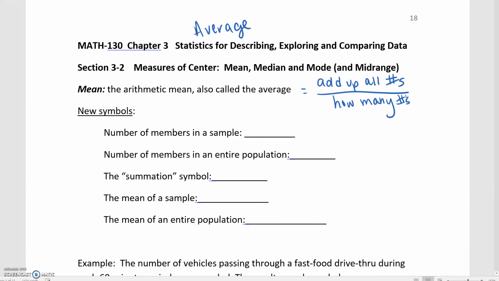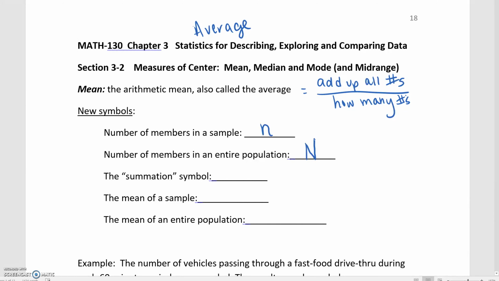Okay, so some symbols that you may not be aware of. The number of members in a sample: if you're taking a sample and we talk about how many there are, that's a lowercase n. So when someone asks you what the n is, they're asking how many are in your sample. Now, if we're talking about the number of members in an entire population, we use a capital N to let us know that we're talking about the entire population.